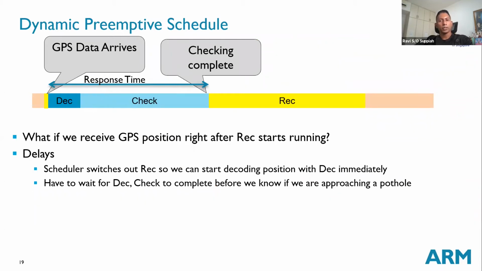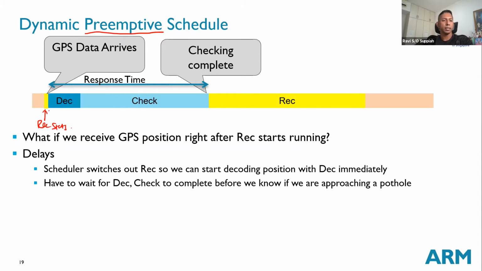So just now what we saw was the dynamic preemptive run to completion scheduler. The other, more responsive option, I would say, is dynamic preemptive scheduling. That means regardless of what you are doing, here the record function actually started.